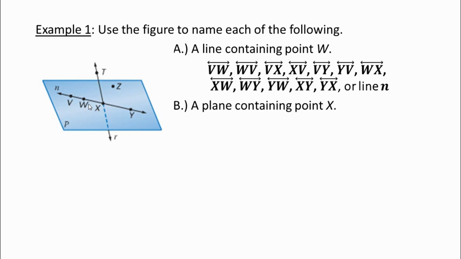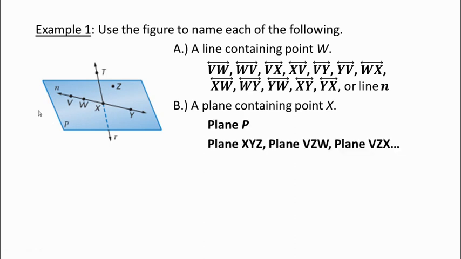Now let's name the plane containing point X. The only thing that you cannot use to name the plane is the lowercase letters naming the lines, and you can't use the T that's outside of the plane. So you could use any three non-connected points. Now, obviously, most of the points are connected on this line, so you can use two of these points, and then you have to use Z. So X, Y, Z, W, X, Z, V, W, Z, V, Y, Z, or you could just call it plane P, because that's what that P is there for.